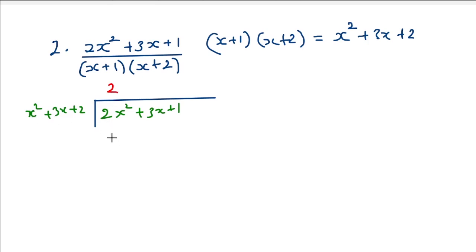So 2 times x squared gives us 2x squared. 2 times 3x gives us positive 6x. 2 times 2, we get positive 4. And when we subtract here, this gives us a 0. And then 3x minus 6x, we get minus 3x. And 1 minus 4, we get minus 3.